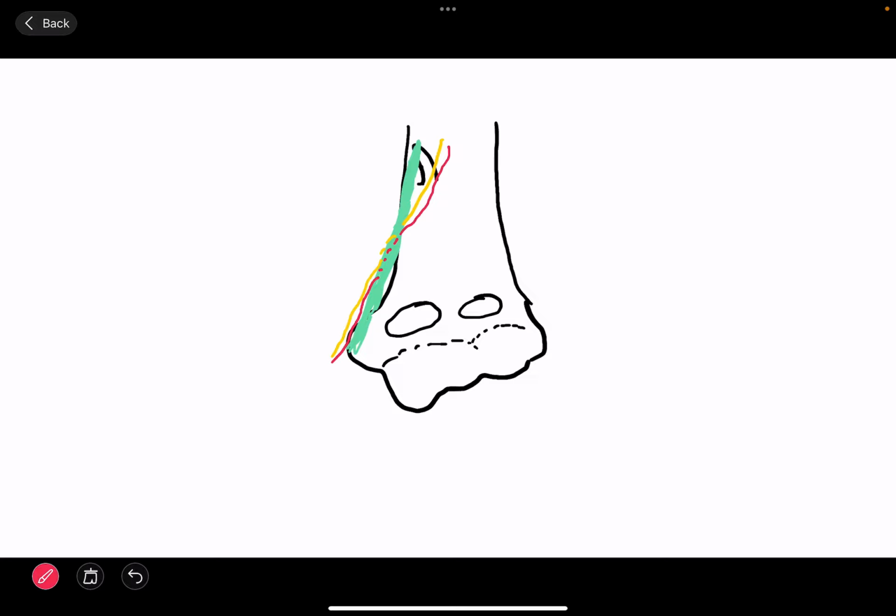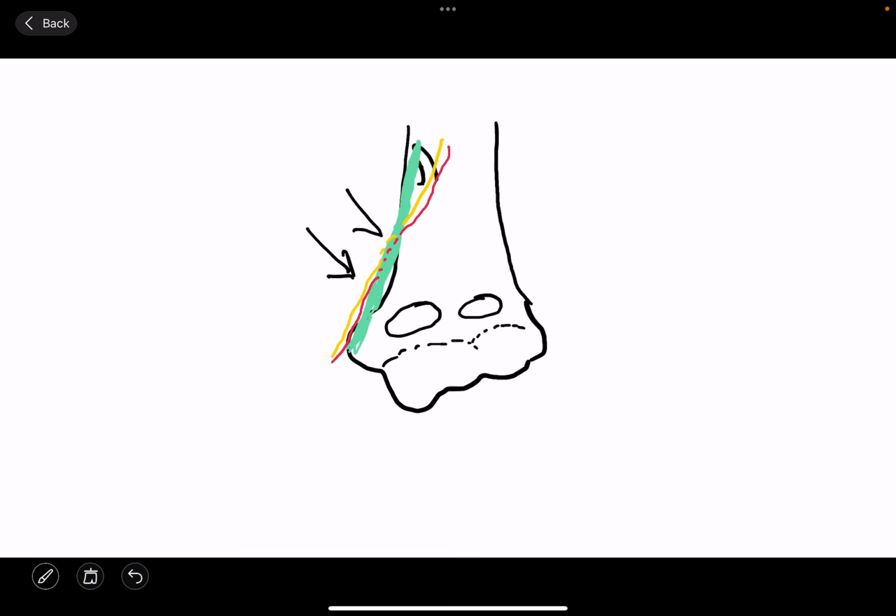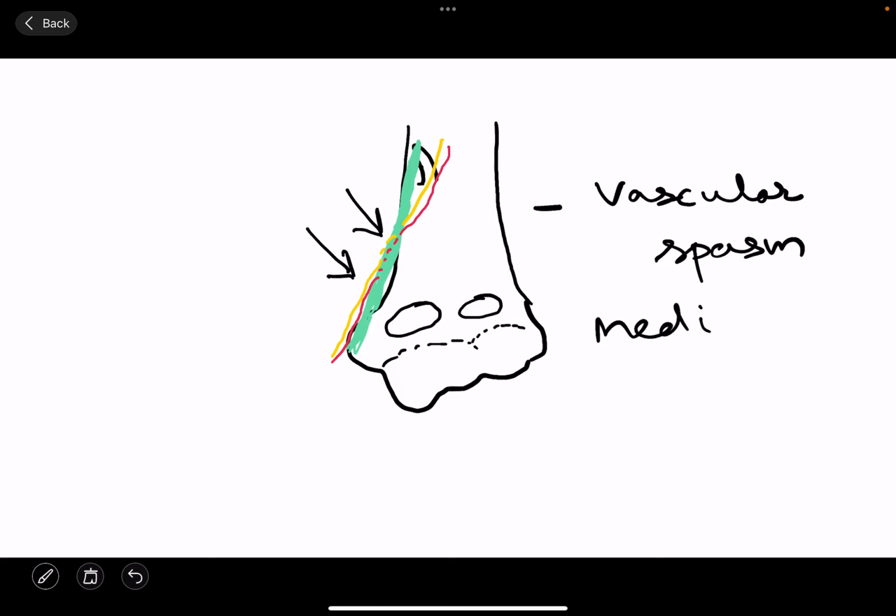So when this ligament stretches, it is going to compress these structures, that is the median nerve and the brachial artery, and this produces vascular spasm or median nerve palsy. Okay, when the brachial artery is compressed, it gives rise to vascular spasm, and when the median nerve is compressed, it is going to give median nerve palsy. So this is the morphology of the coracobrachialis and its importance when the Struthers ligament is present.